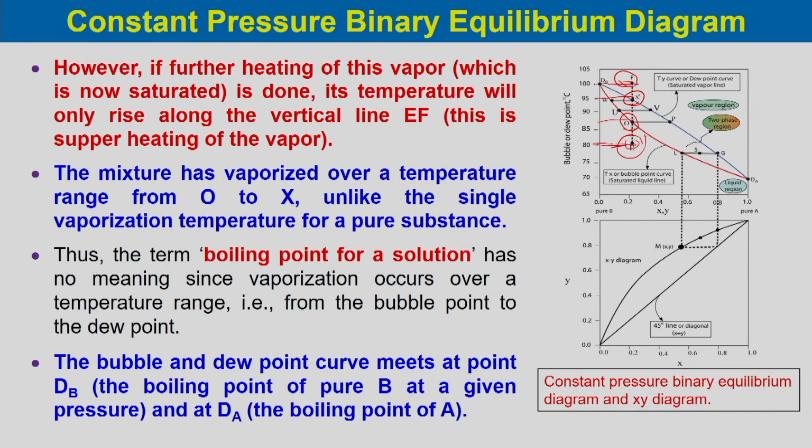The bubble and dew point curves meet at a point dB. So you can see over here dB at this point, where both curves, the bottom red line curve and the blue line curve, meet. This point dB is the boiling point of pure component B at a given pressure, and at dA the boiling point of A. So both the curves meet at this location.